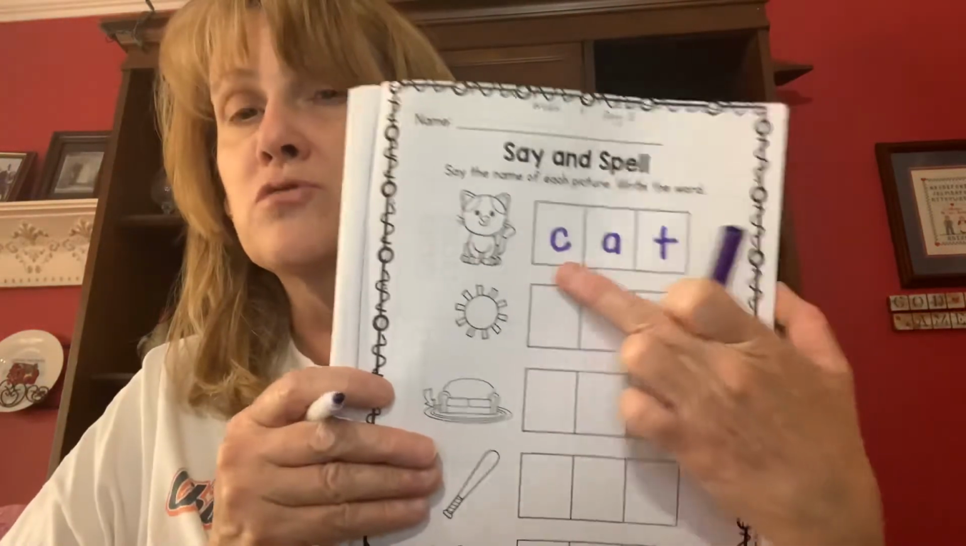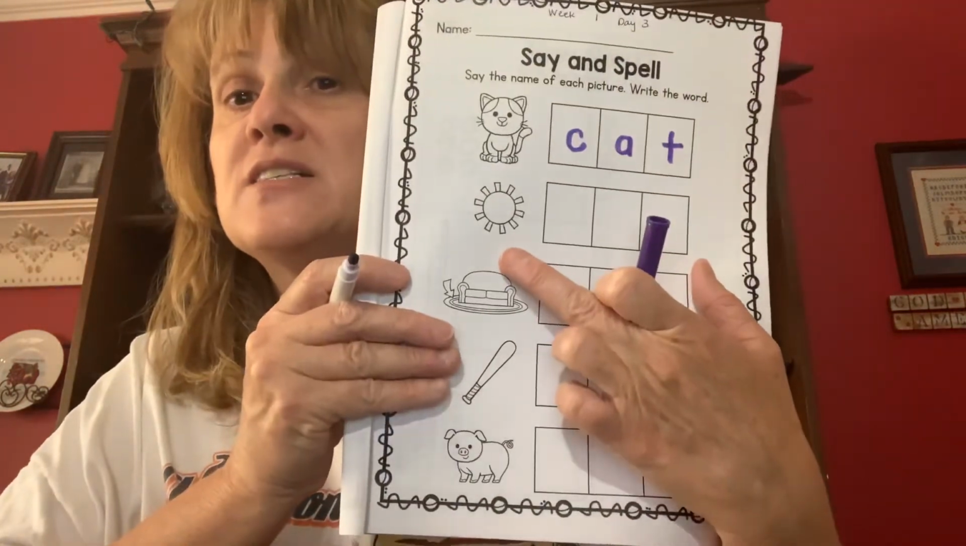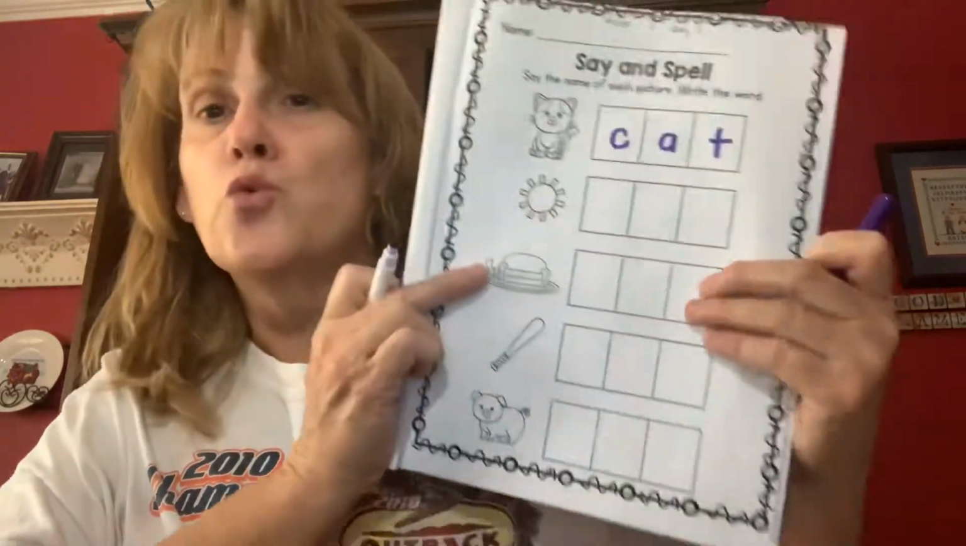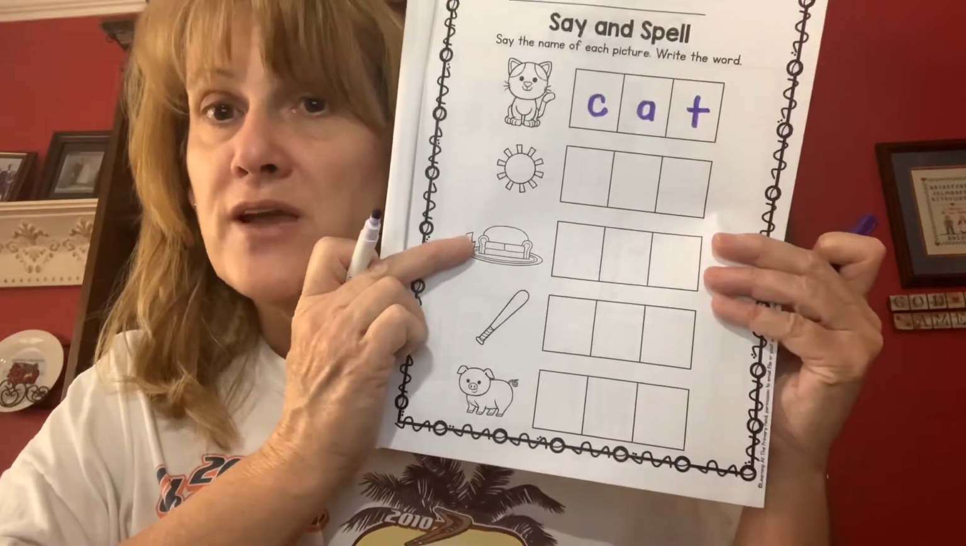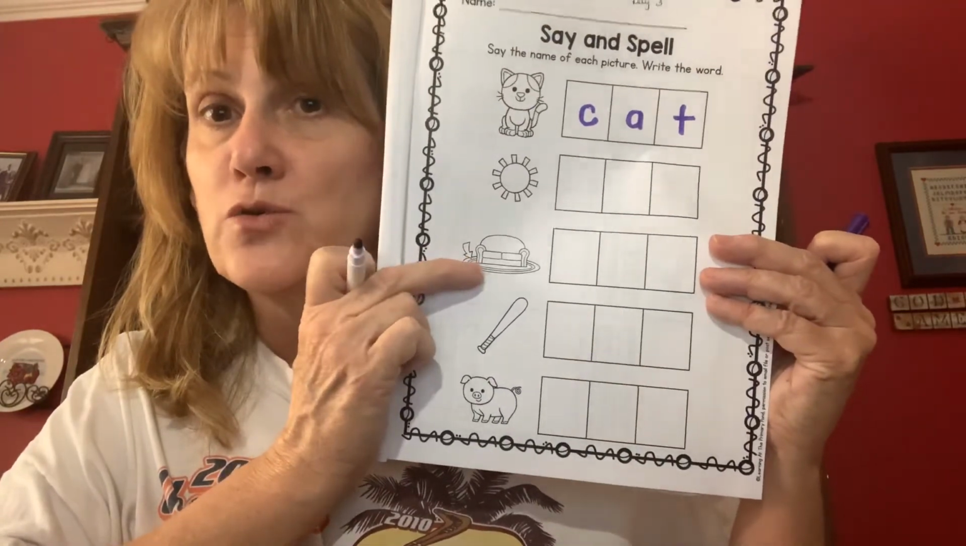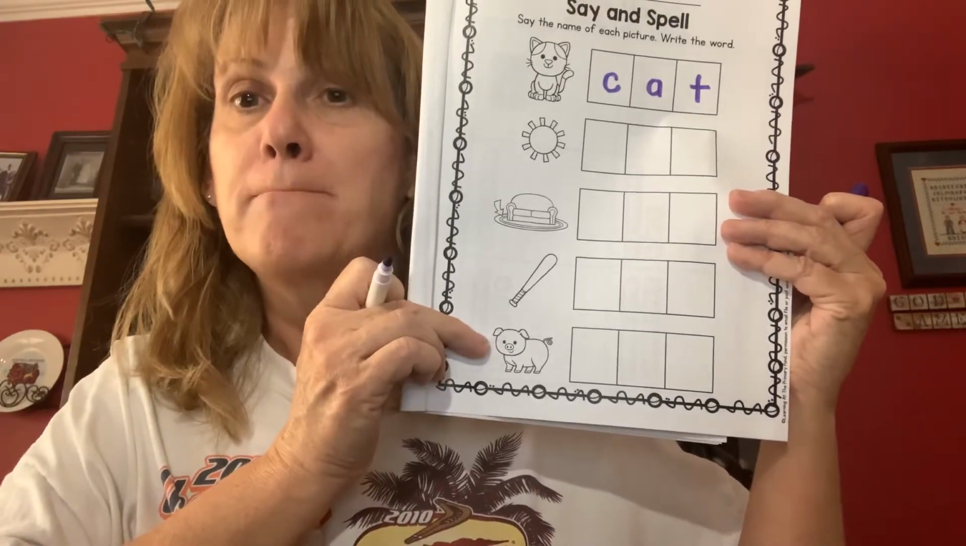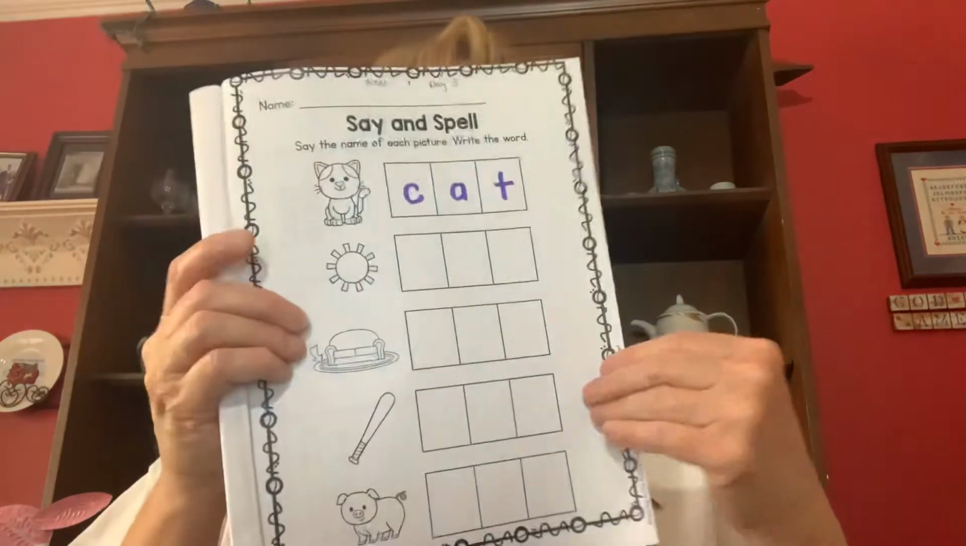Now, even though they've written the C and the A and the T out for you, I want you to go ahead and trace those. Then you have a sun, and then you have rug. That's a rug. They're not pointing to the couch. They're pointing to the rug. Then you have a bat, and then you have a pig, okay? So that's the page that you'll do today for reading, and then you just turn to the very next page.